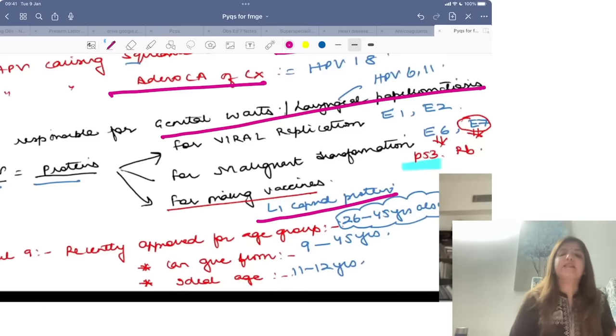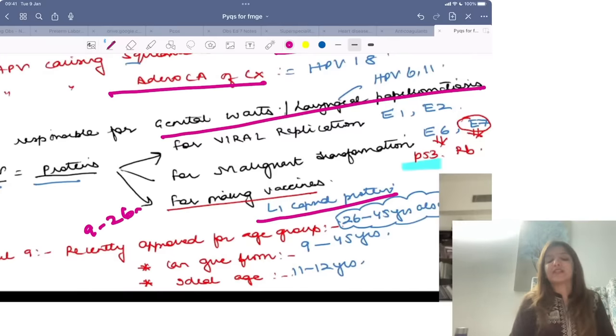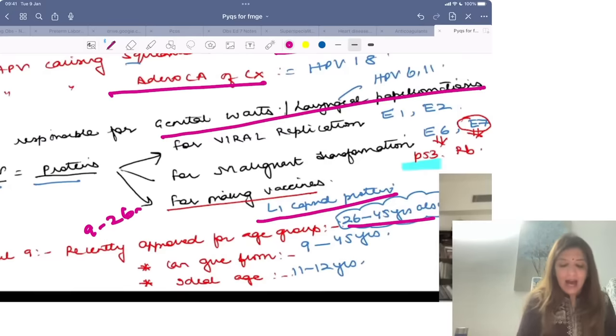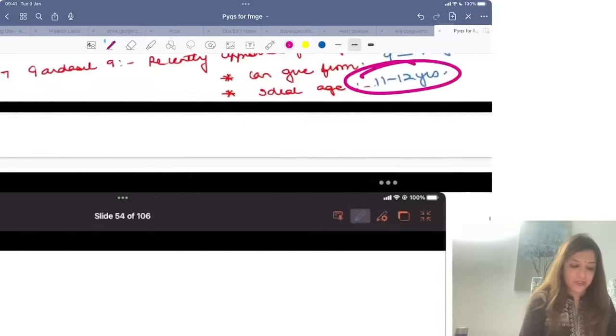Now please remember that HPV vaccines, till now we were saying, are given between age group 9 to 26. Recently, HPV vaccines have also been approved for 26 to 45 years. So, high risk females between 26 to 45 years, we can also give HPV vaccines, right? Ideal age for giving HPV vaccines is 11 to 12 years.